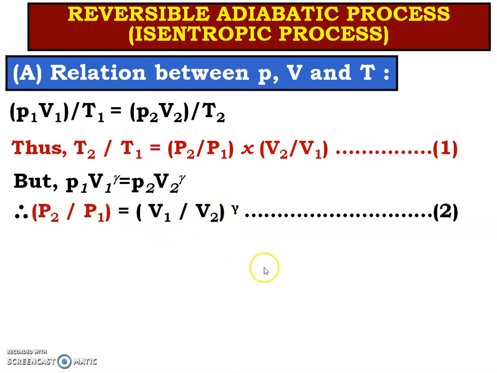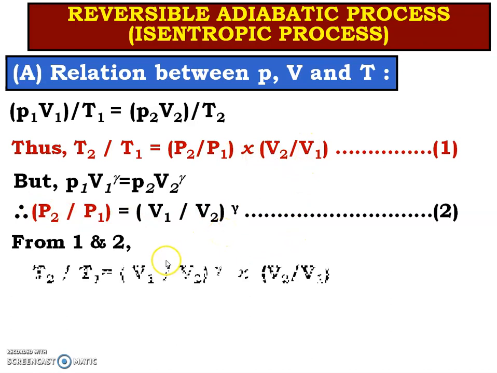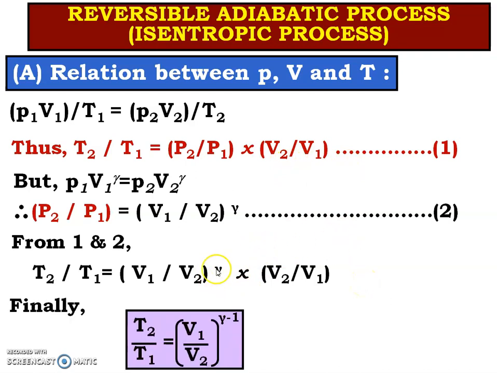Now put this value in equation number 1. So T2 by T1, instead of P2 by P1, is V1 by V2 raised to gamma multiplied by V2 by V1. By simplifying, we get T2 by T1 is equal to V1 by V2 raised to gamma minus 1. So that is one relationship between P, V and T.